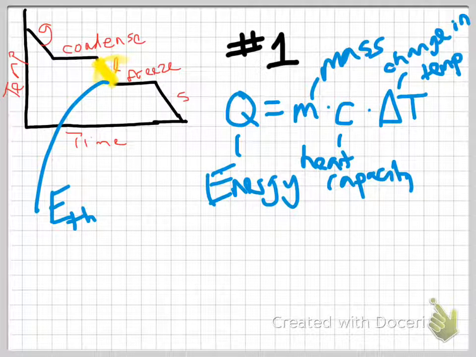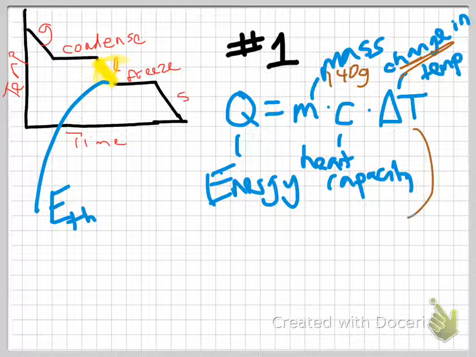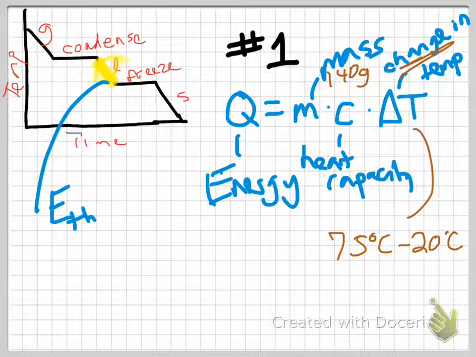Okay, so in this case, let's label what numbers we actually have. So we're given 140 grams. Well, grams is mass. So 140 grams is our mass. And it cools down from 75 degrees Celsius to 20 degrees Celsius. So our change in temperature, we need to figure out the change. So we'll have 75 degrees Celsius minus 20 degrees Celsius, so we'll have 55 degrees Celsius. That is our change in temperature. That's our delta T.